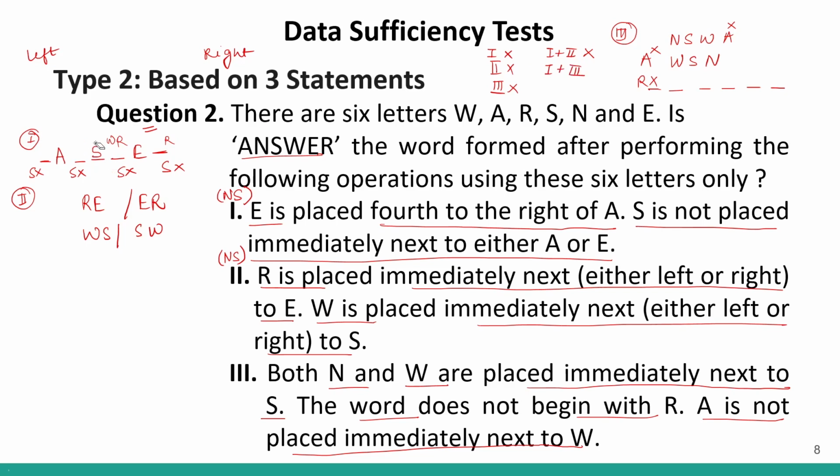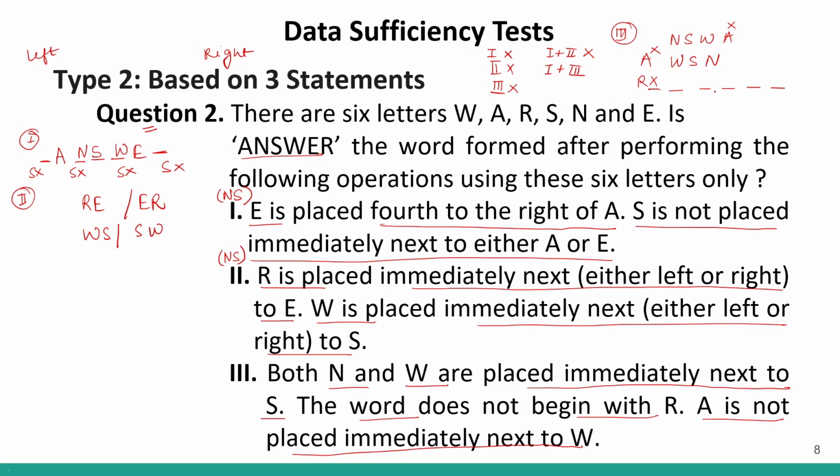So now I am combining statement 1 and 3. Statement 1 and 3 say that it does not begin with R, and we can either have NSW or we can have WSN. But we know that W is not adjacent to A. So A is given over here, so we will have NSW. Correct? We will have NSW.